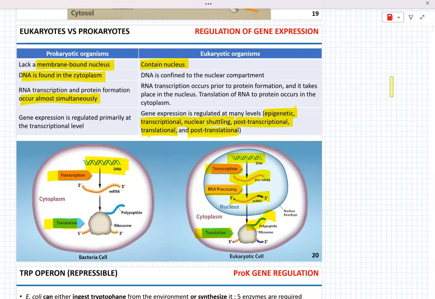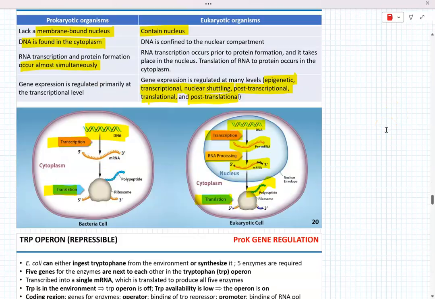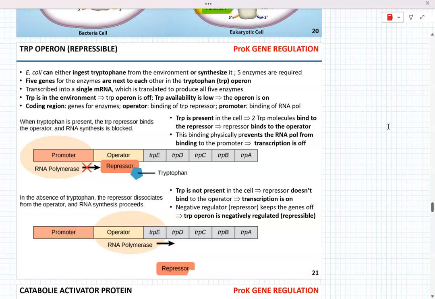In the future, we're going to talk about the regulation of gene expression in prokaryotes and eukaryotes. One of the most famous mechanisms for the regulation of gene expression in prokaryotes is operons. We're going to talk about tryptophan and lactose operons as perfect examples for the repressible and inducible operons, respectively.